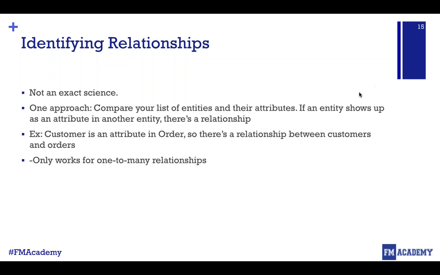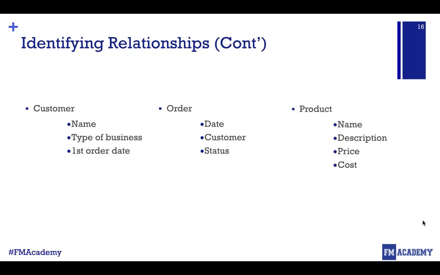So for example, I have the list again of what I was showing you a couple slides back. You can see here that the customer, which is an entity, is also an attribute inside order. That right there tells you that there's a relationship between customer and order. And in this particular application, it's a one-to-many relationship. A customer can have many orders.